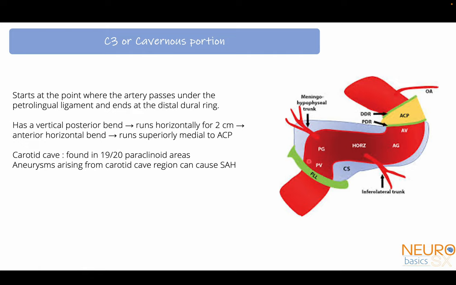The third segment of the ICA is the cavernous, or C3, portion. This starts at the point where the artery passes under the petrolingual ligament and enters the cavernous sinus, and it ends at the point of the distal dural ring. Just like the petrous segment, there is a posterior ascending part, a posterior genu, a horizontal part, an anterior genu, and an anterior vertical part.